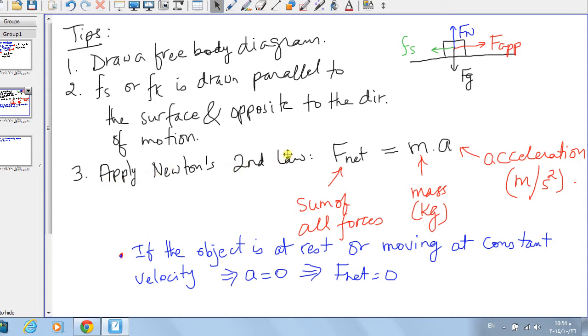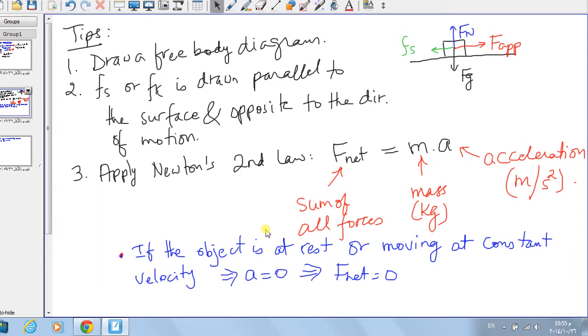Whenever we want to solve problems, we will start by applying Newton's second law. Newton's second law states that the net force equals the mass times the acceleration. F net equals m times a. F net here is the sum of all forces acting on this object. M is the mass, which has to be in kilograms, and a is the acceleration, in meters per second squared. Acceleration is defined as the change in velocity over a period of time. So if the velocity is not changing, then there is no acceleration.